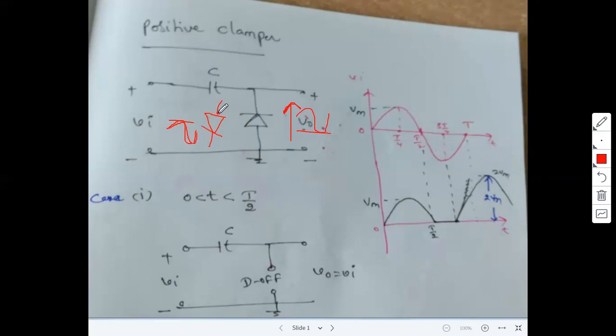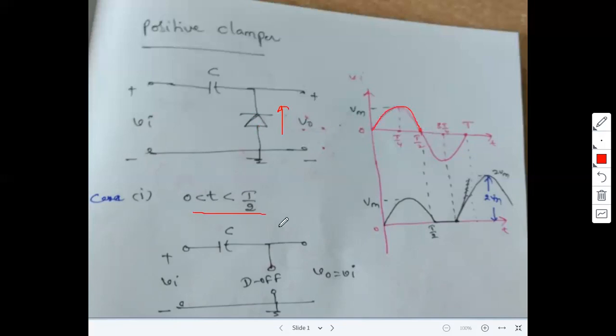By observing the diode direction itself, we can say whether the given circuit is a positive clamper or negative clamper. If the diode symbol is upward, that is a positive clamper, with output signal above the zero axis only. Now coming to the analysis, 0 to T by 2. Here we consider the positive cycle.